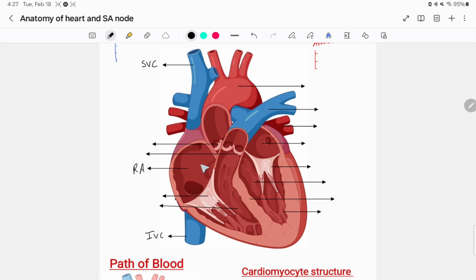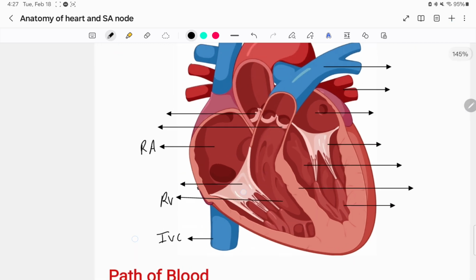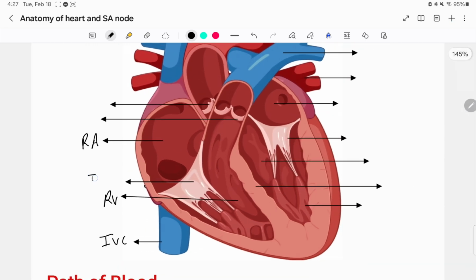From the right atrium, that blood is going to have to move towards this little chamber here, which I said is called the ventricle. Specifically, it is called the right ventricle, because we're on the right side. But before it does that, it has to actually go through a valve, okay? This valve here, right over here, this guy, is called the tricuspid valve.